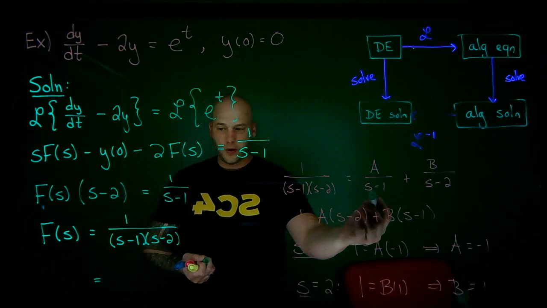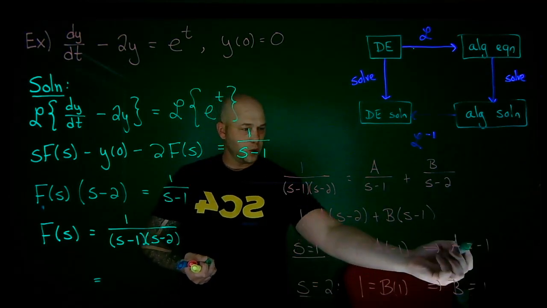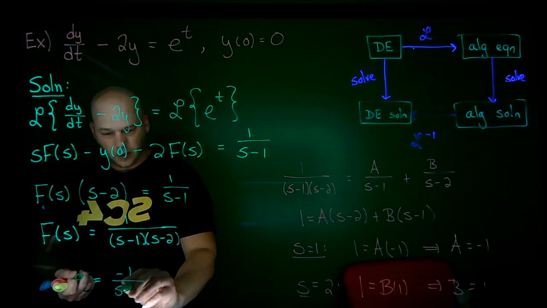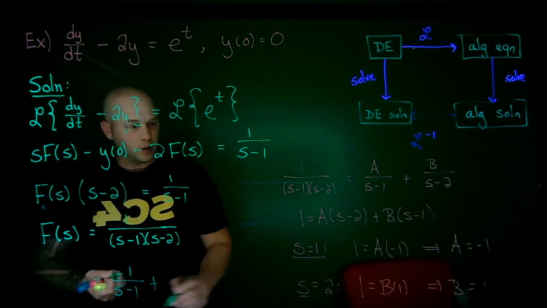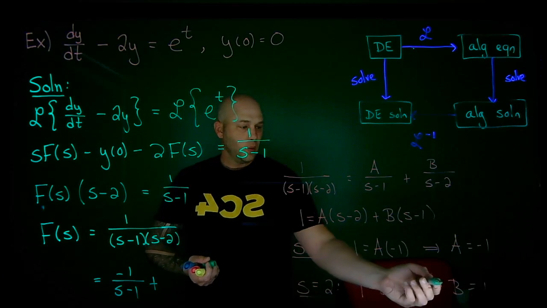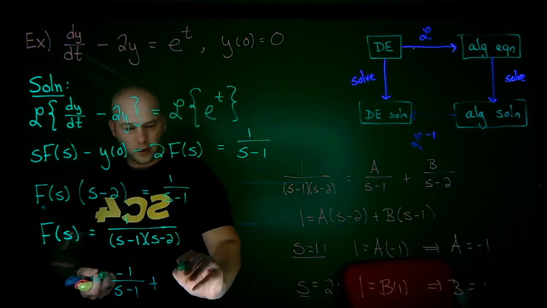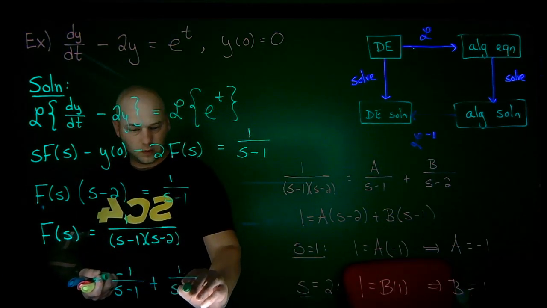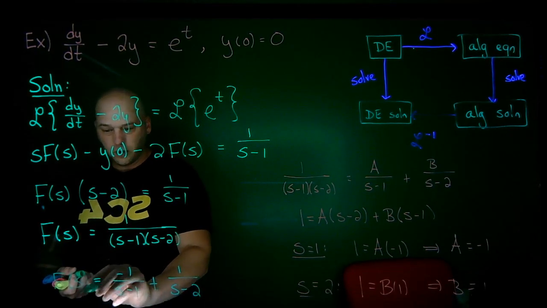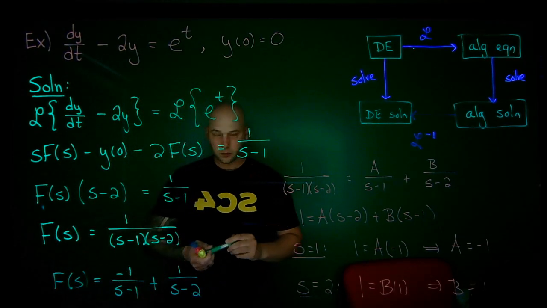That means if I take the partial fraction decomposition, I can rewrite this as, so remember that a was the coefficient on top of s minus 1, which was negative 1. That gives me negative 1 over s minus 1 plus the coefficient on top of the s minus 2 was 1, so that's 1 over s minus 2. And again, this is the transform of the unknown function.